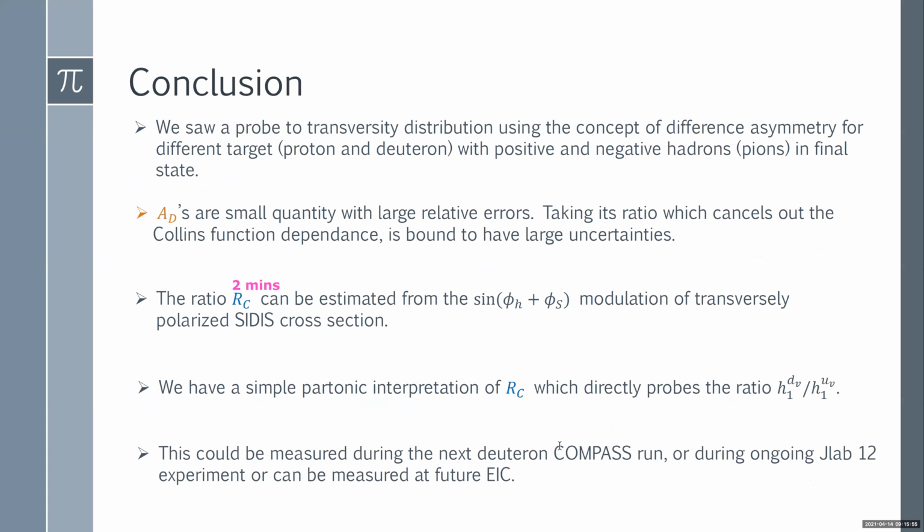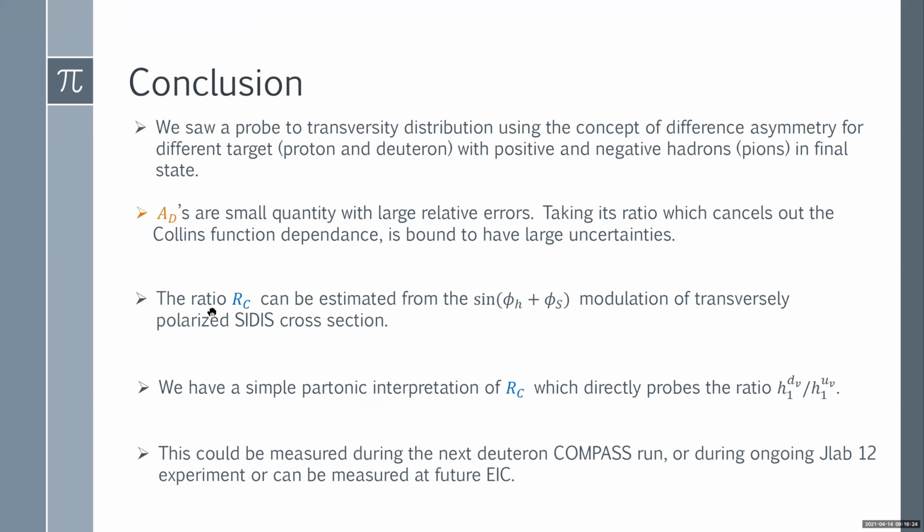So here we come to the conclusion. We studied a probe of the transversity distribution using the concept of the difference asymmetry for different targets, proton and neutron, and for the positive and negative hadrons in the final states. This difference asymmetry, we saw, is a small quantity and has a relatively larger error. So taking this ratio cancels out the Collins function dependence, but it is bound to have a large uncertainty.